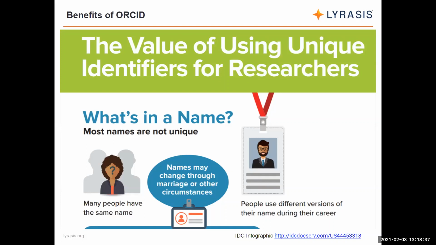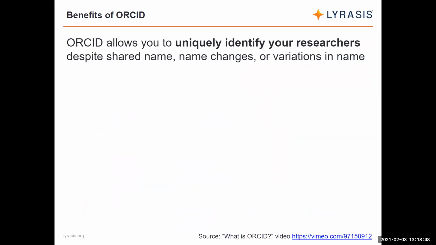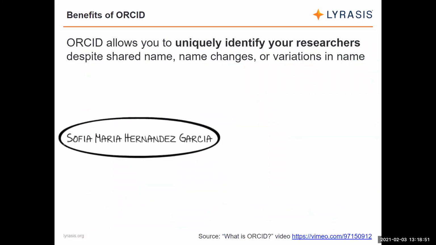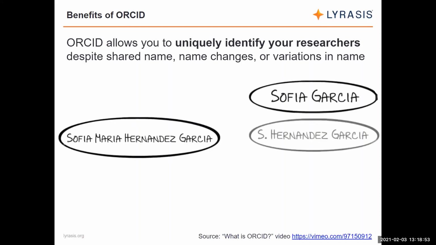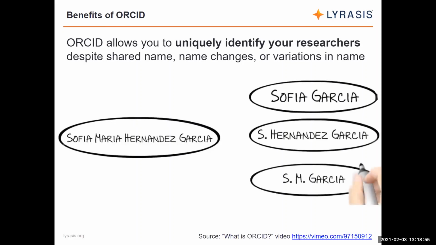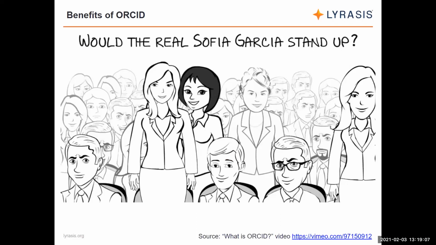Many people go through changes in their name for a variety of reasons throughout their career, not to mention using different versions or different formations of their name throughout their career. So for example, with our volunteer researcher, Sophia, if we're just looking at these different name formations alone, it's really impossible to know if all of these are referring to the same person or if these are all different people. And if we're looking for a researcher named Sofia Garcia, there could be multiple people who identify with that name.